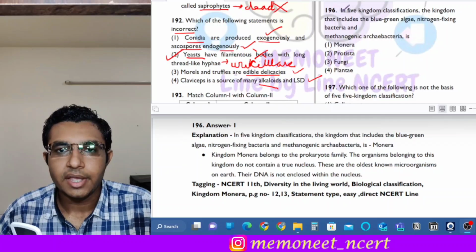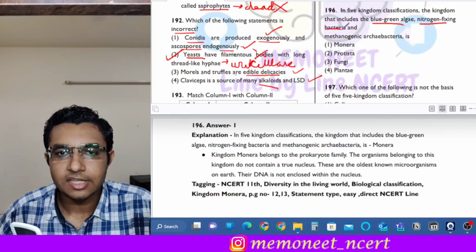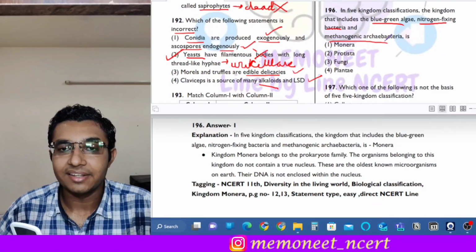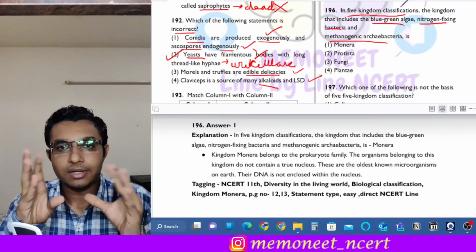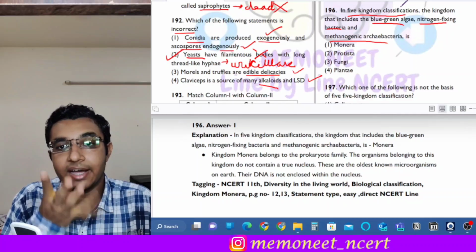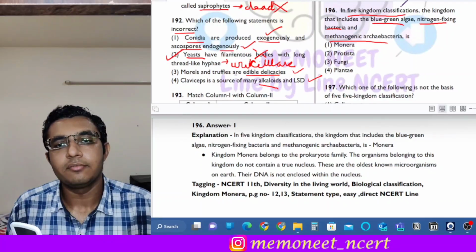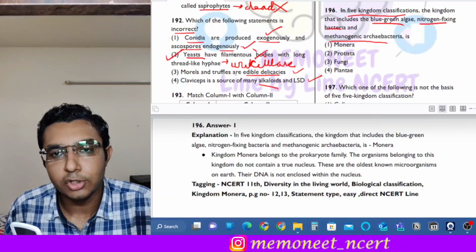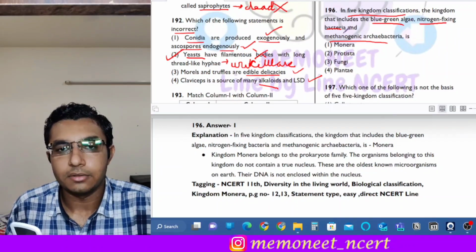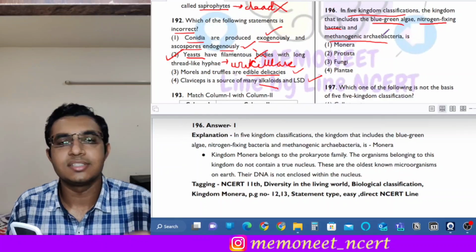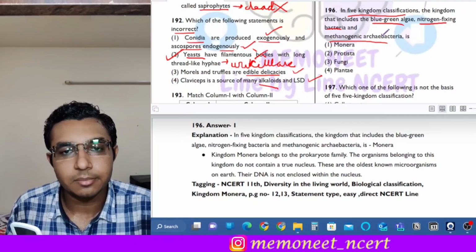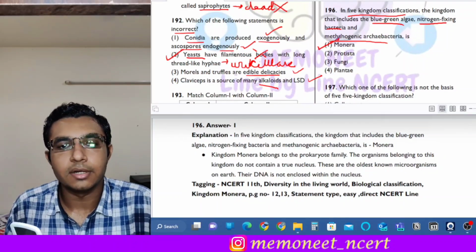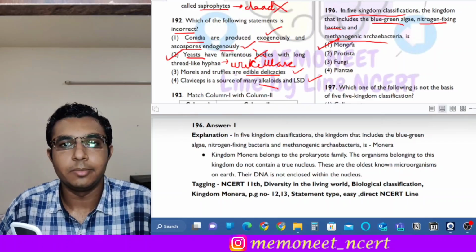The question states, in the five kingdom classification, the kingdom that includes the blue green algae, the nitrogen fixing bacteria, and the methanogenic archaebacteria is. Okay, so it is asking about the five kingdom classification. The five kingdoms are Monera, Protista, Fungi, Plantae, and Animalia. It is asking which contains the blue green algae, that is the cyanobacteria, the nitrogen fixing bacteria, and the methanogenic archaebacteria. So it is asking about the bacteria, that is the prokaryotic organisms, and they are found in the kingdom Monera. So the correct answer of this question will be option 1.